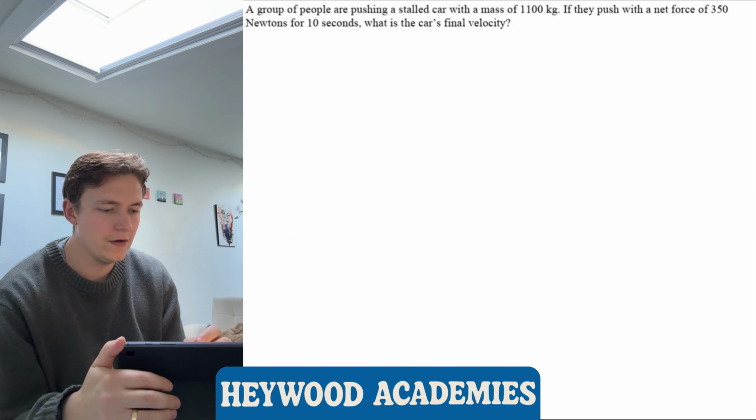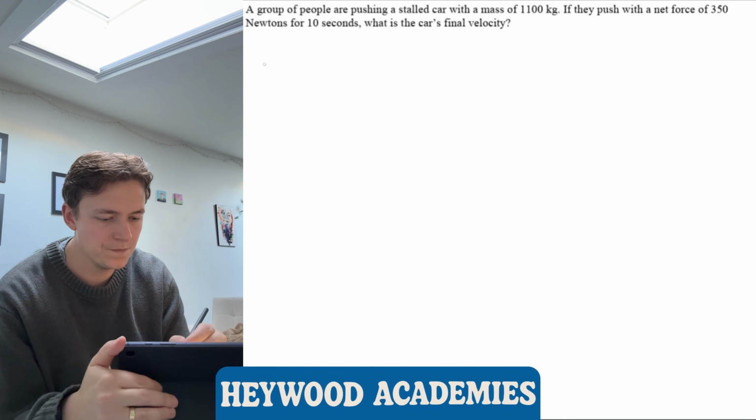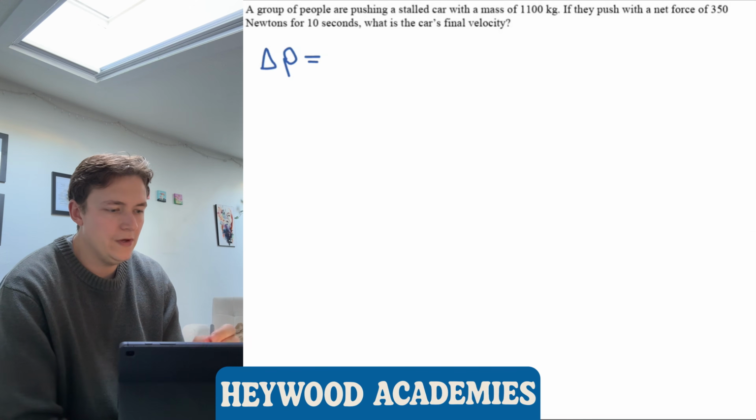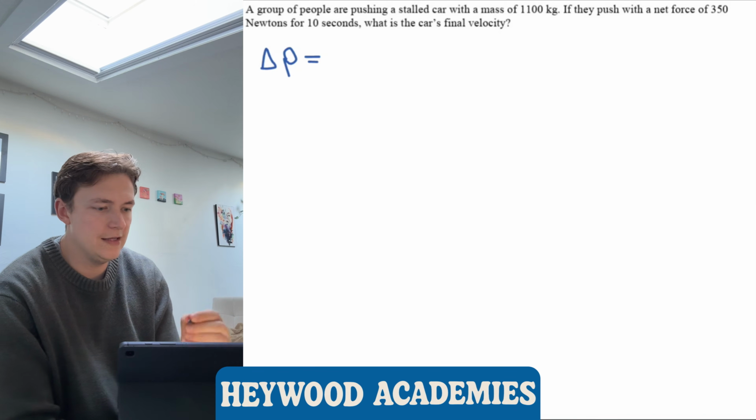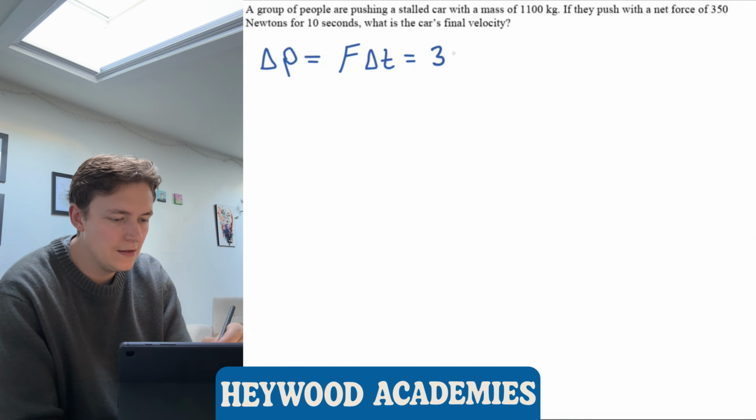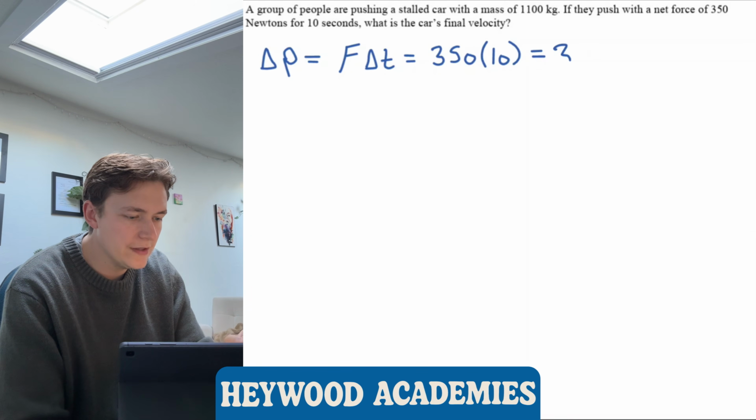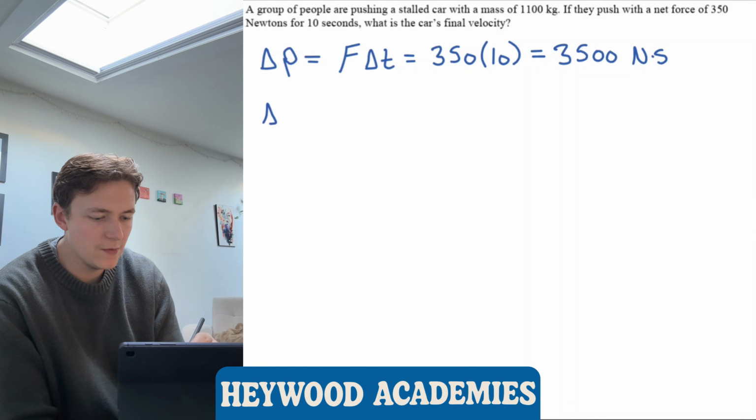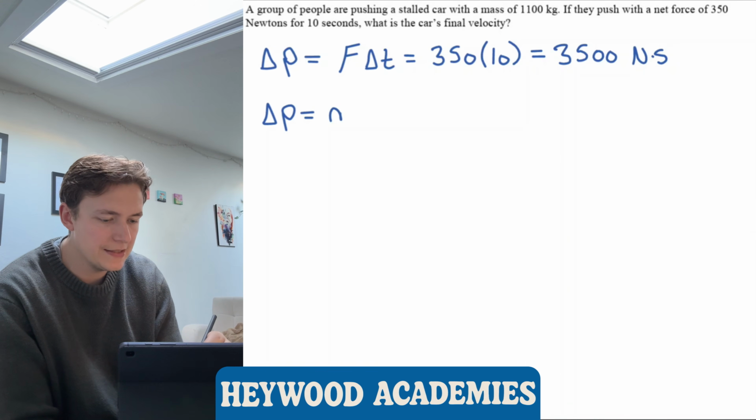Okay, so we can start with our change in momentum equation. Change in momentum, we're going to use both versions of the equation again here. We've got the net force and the time that it takes, so that's going to be force times delta t. We can plug in 350 newtons times 10 seconds. That should give us 3,500 Newton seconds.